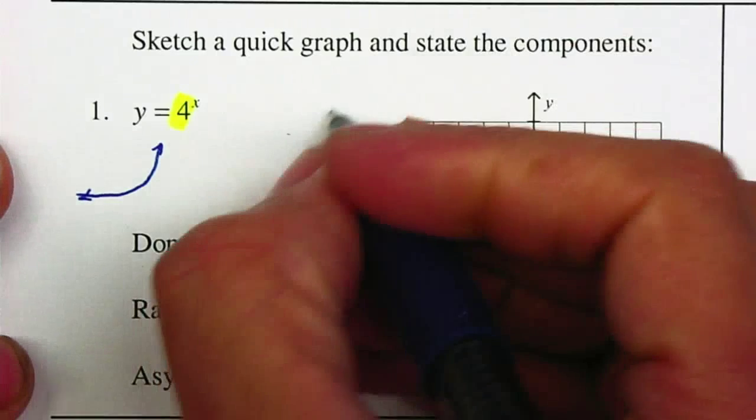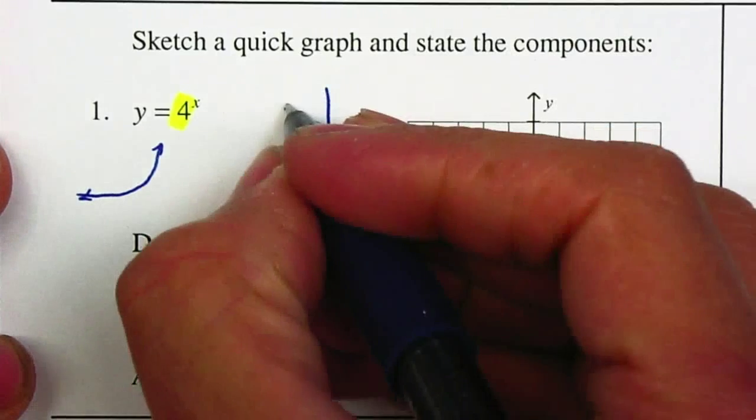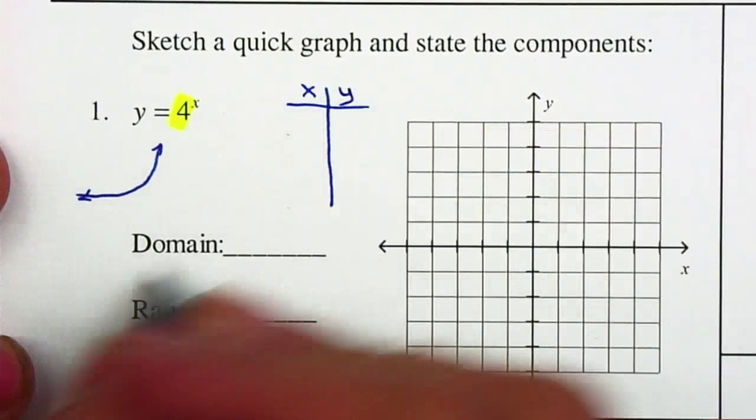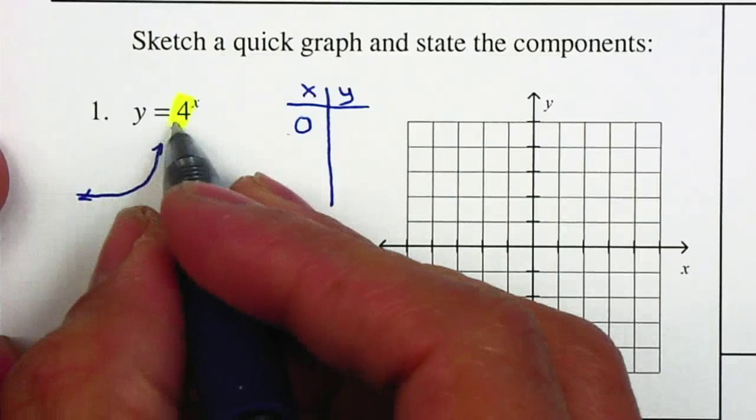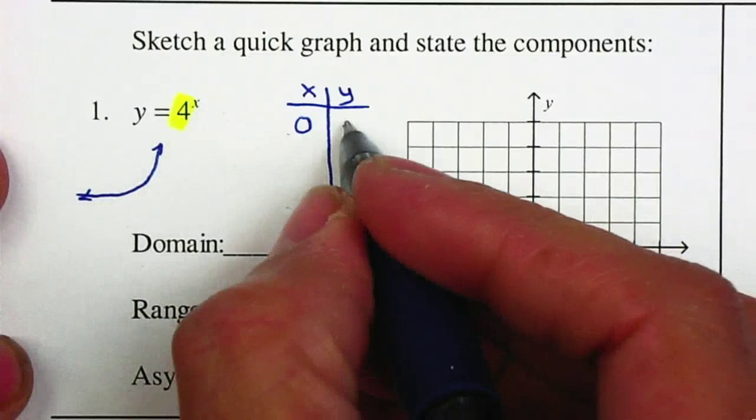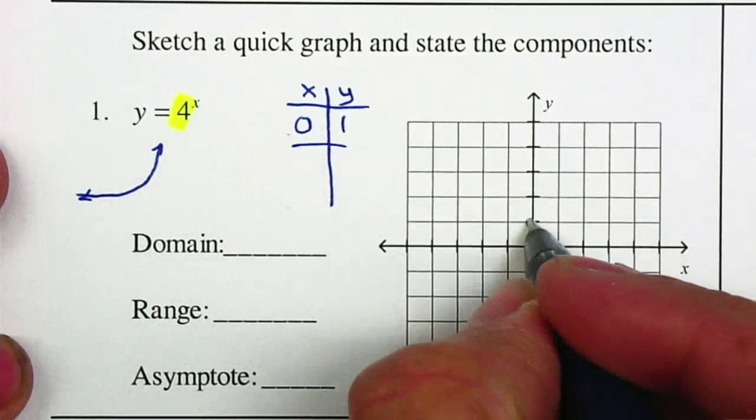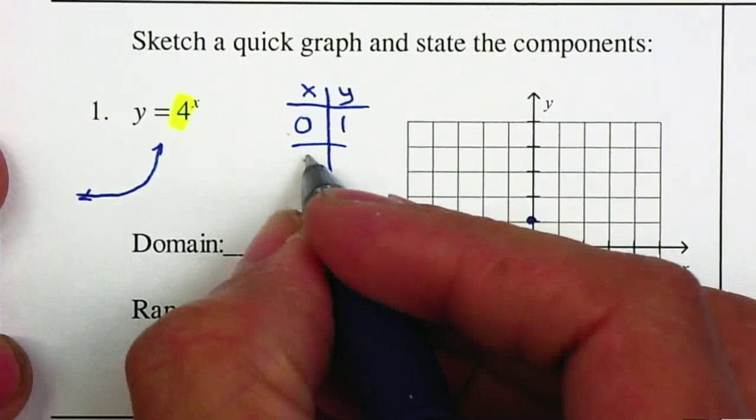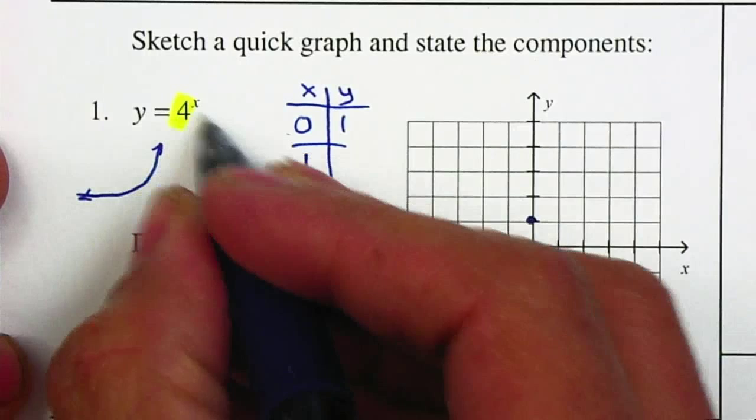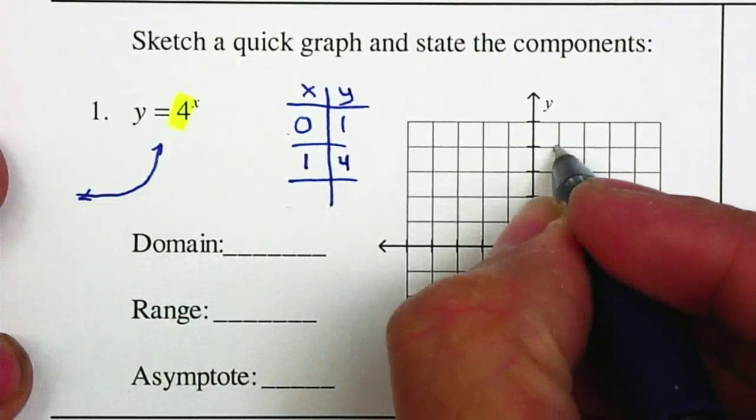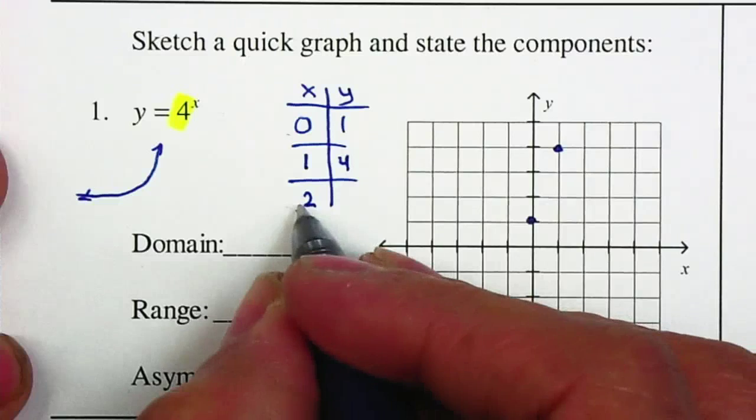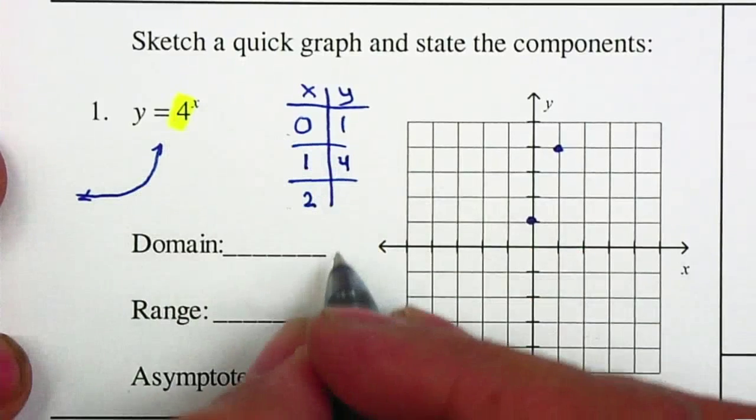And I'm just going to make a quick graph. I'm just going to plug in values for x and y. I'm going to plug in a 0. If I plug in a 0, 4 to the 0 power gives me 1. Plug in a 1, 4 to the first power gives me 4. 1 and 4. Plug in a 2, 4 to the second power gives me 16.